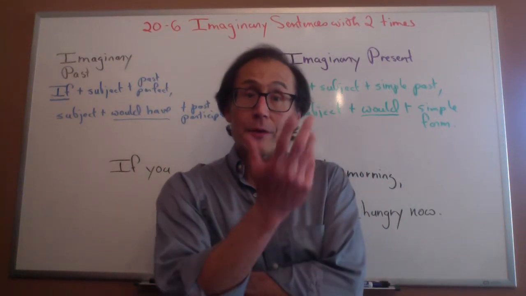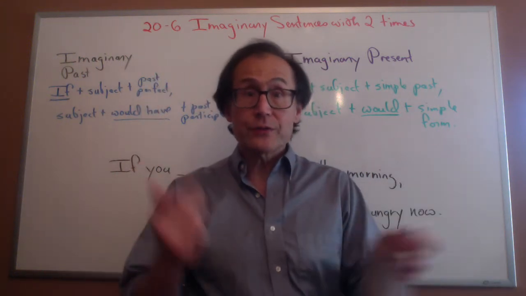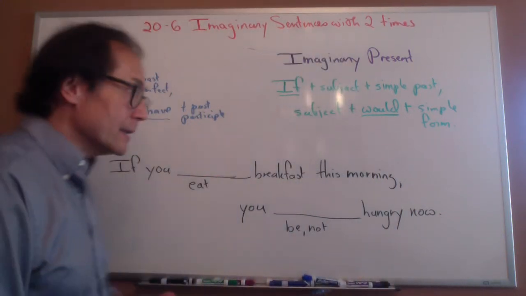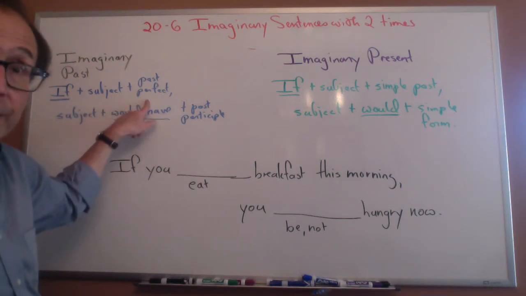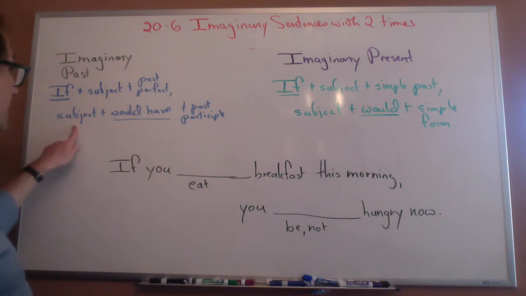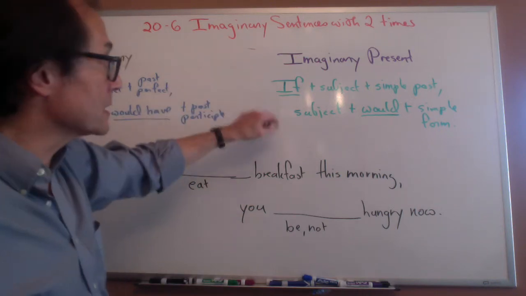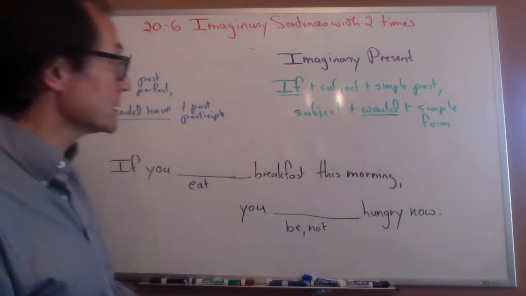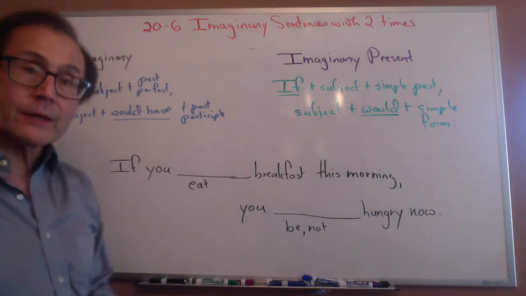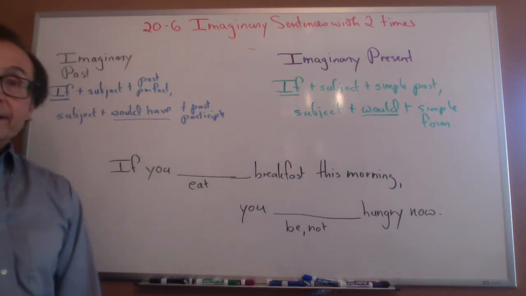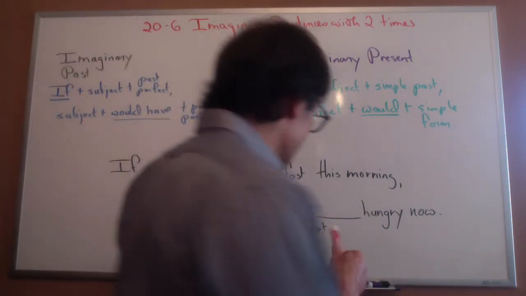Okay, we're going to continue talking about chart 26 using imaginary sentences with two different kinds. We remember imaginary past uses if plus subject plus past perfect, and then in the other clause it uses the subject and would have and past participle. Imaginary present uses if plus subject plus simple past, and then in the other clause it uses subject plus would plus simple form. So take a look at this sentence and see if you can figure out what should go in the blanks.